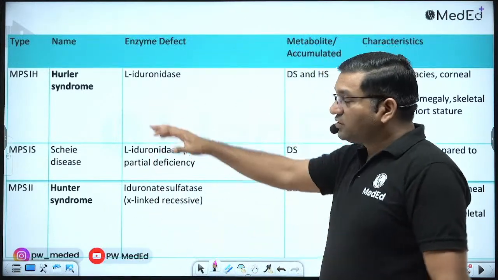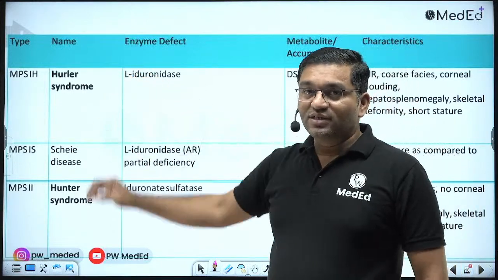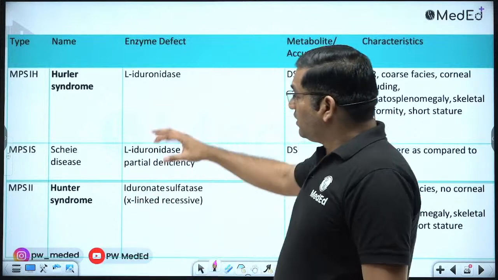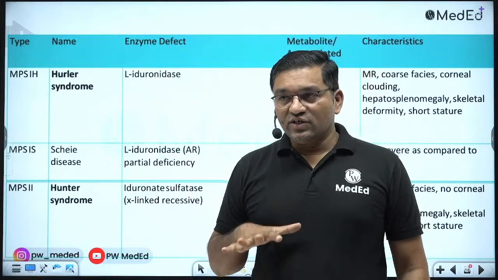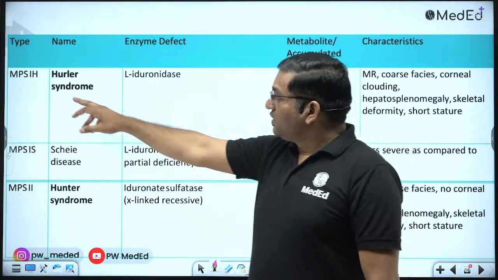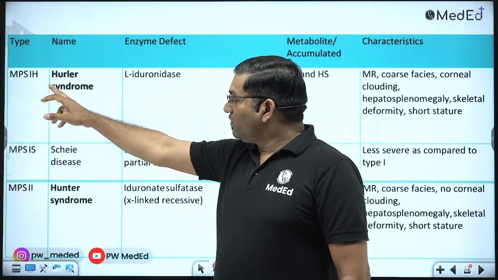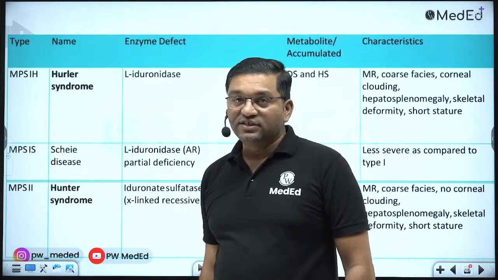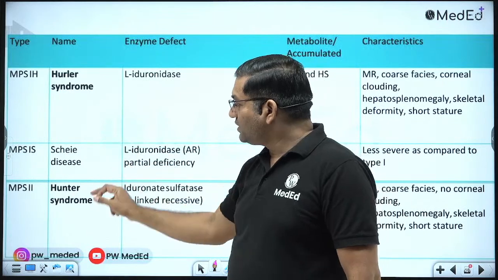Now these are the mucopolysaccharidoses, the disorders related to degradation of glycosaminoglycans. What is worth remembering in the mucopolysaccharidoses is MPS 1H, MPS 2 and MPS 1S: Hurler syndrome, Scheie disease and Hunter syndrome.